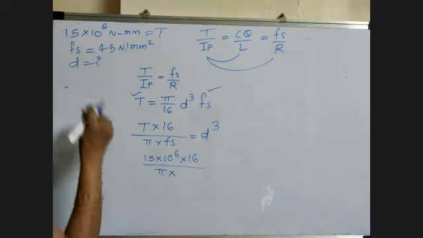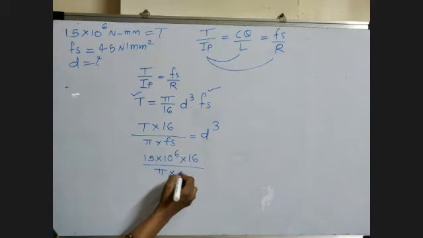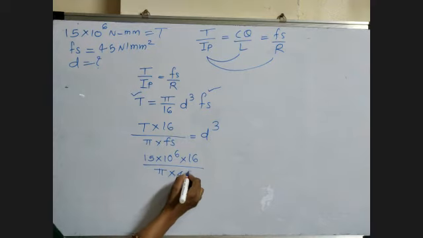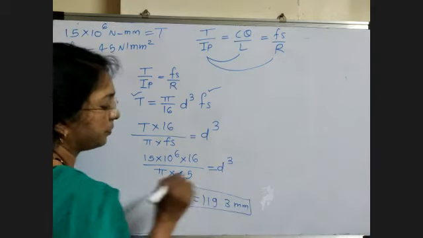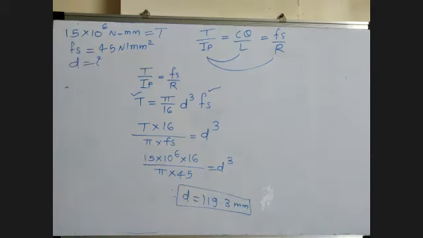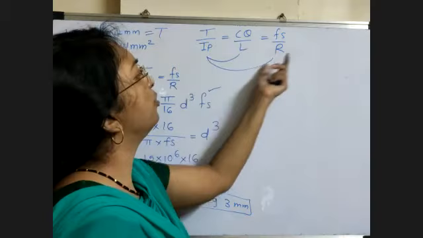Now what is the value of Fs? 45. This is 90.3 mm. So this is the required diameter. So the problems are very easy. We have to use either the first part or the third part.